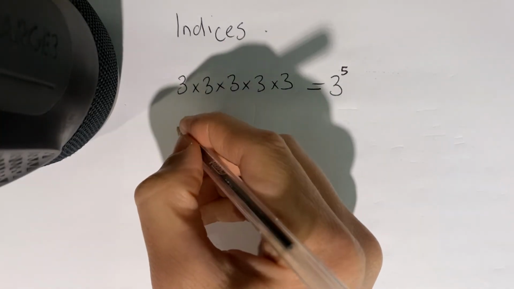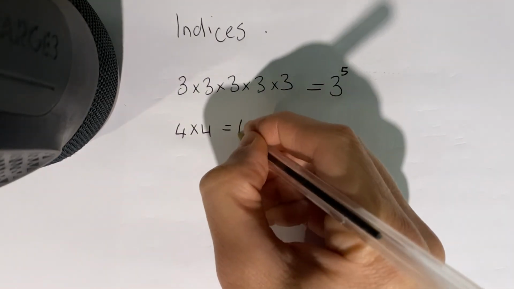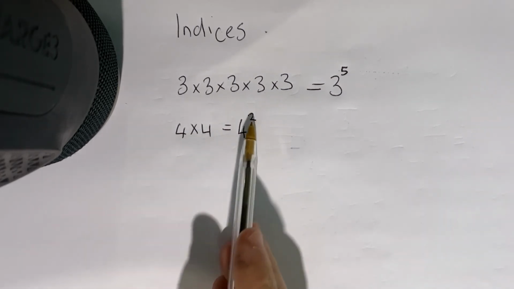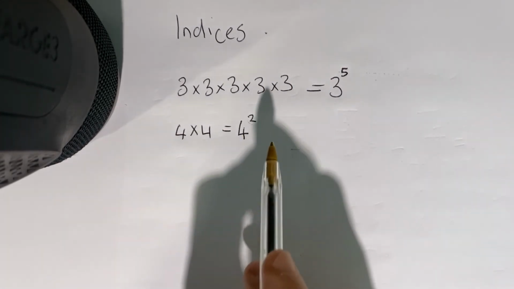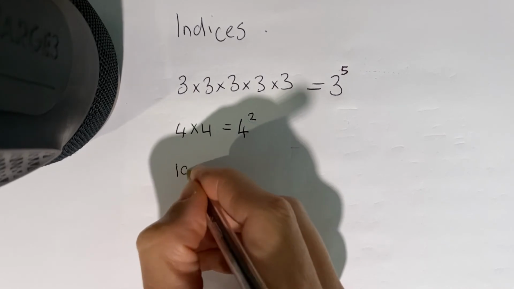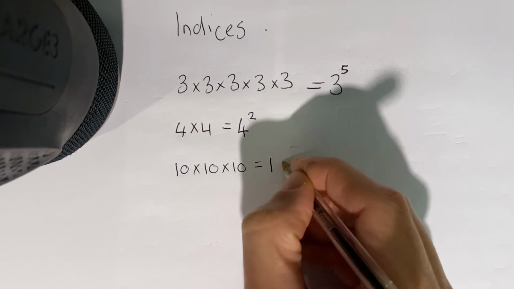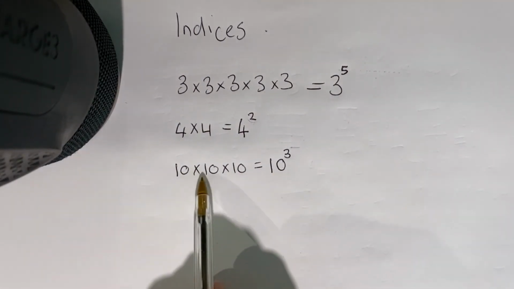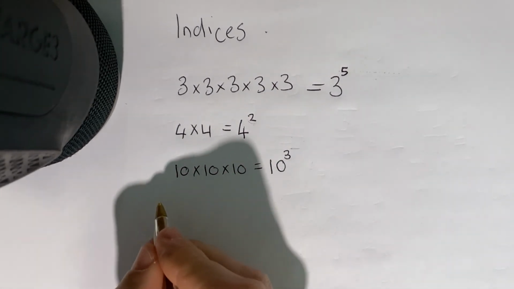If I said what is 4 times 4, okay, this would be 4 to the power of 2, as I'm multiplying 4 together twice. So this number indicates how many times I'm multiplying something by itself. Okay, if I had 10 times 10 times 10, this would be 10 to the power of 3, because I've multiplied 10 by itself 3 times.